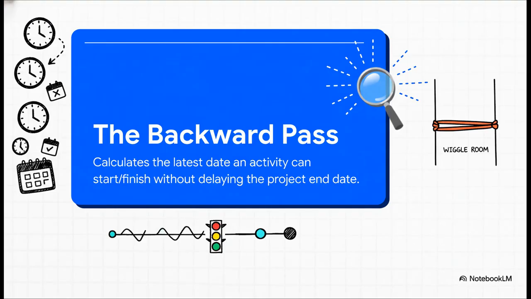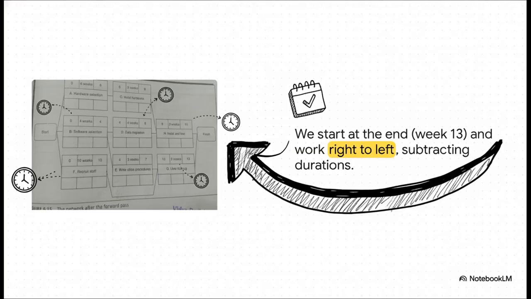Yeah, this is really the other half of the puzzle. The backward pass is all about finding the drop-dead deadline for every single task. It's what tells us our wiggle room. How long can we put off starting a task before it starts to cause a major problem for our final deadline? So to do this, we plant our flag at the end of the project, at week 13, and we start working backwards, from right to left. We set the latest finish for the very last activities to 13. Then to get the latest start, we just subtract its duration.